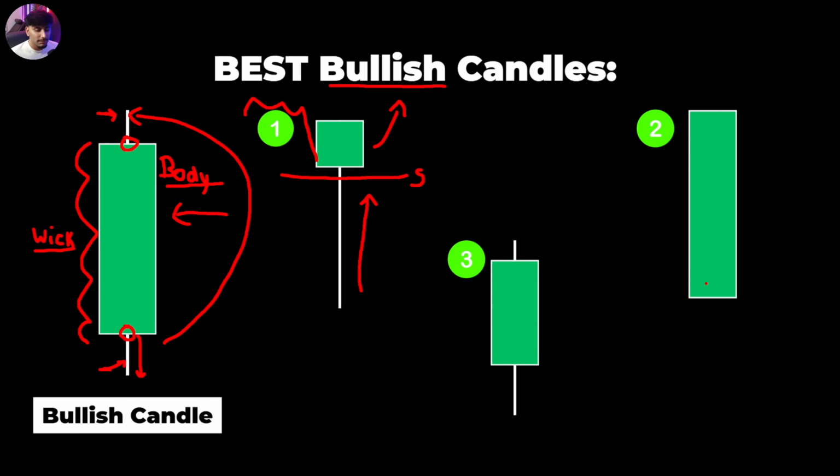The next candle here, this is a fully bullish candle. You can see there is no wicks on this candle. This candle opened at the bottom of the body candle and closed at the top. This one just shows strong buyers stepping up, and of course this is a bullish candle.